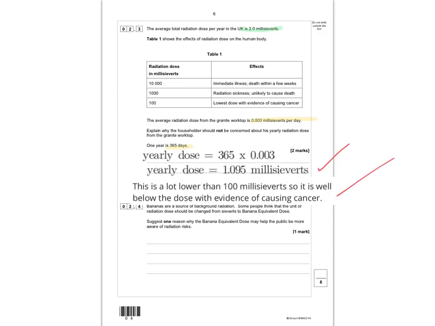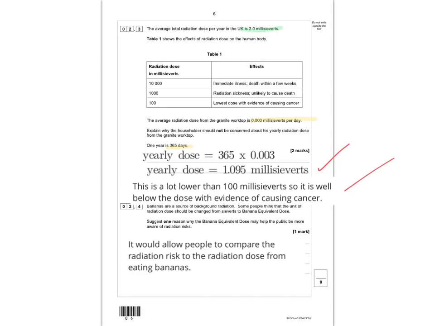Okay, the final part of the question then is 2.4. It says bananas are a source of background radiation. Some people think that the units of radiation dose should be changed from sieverts to banana equivalent dose. So give one reason why the banana equivalent dose may help the public be more aware of radiation risks. So this would allow people to compare the radiation risk to the radiation dose from eating bananas.